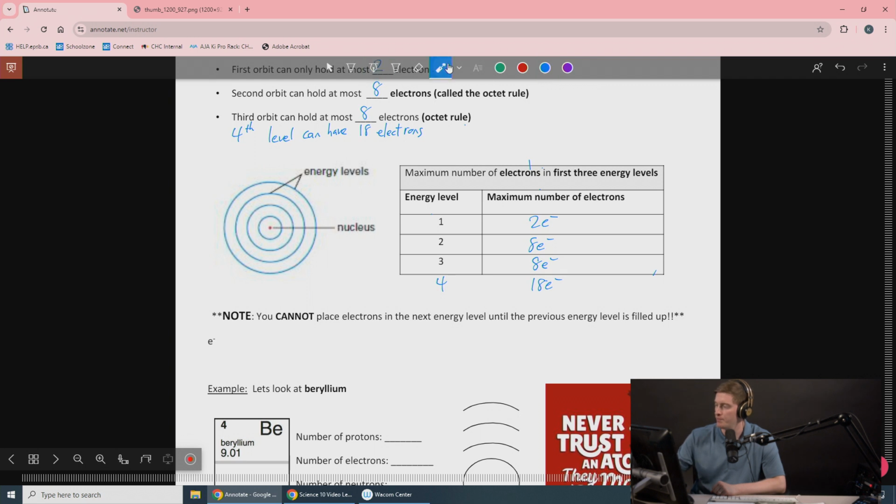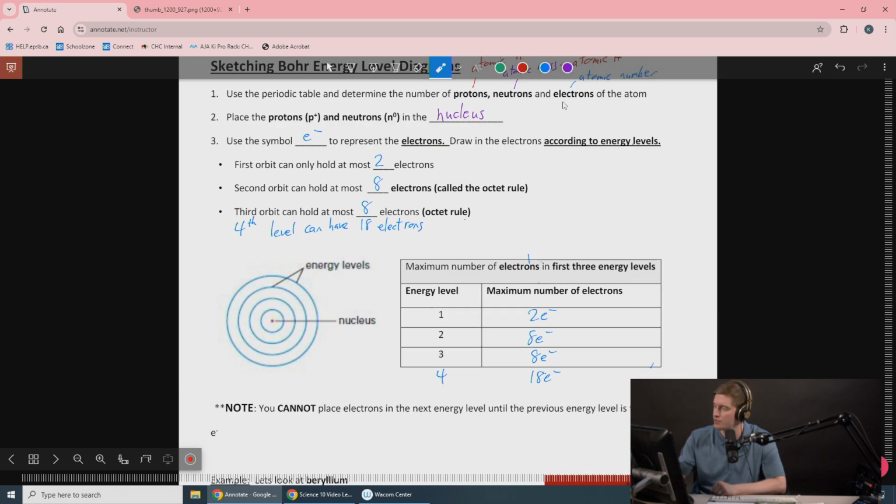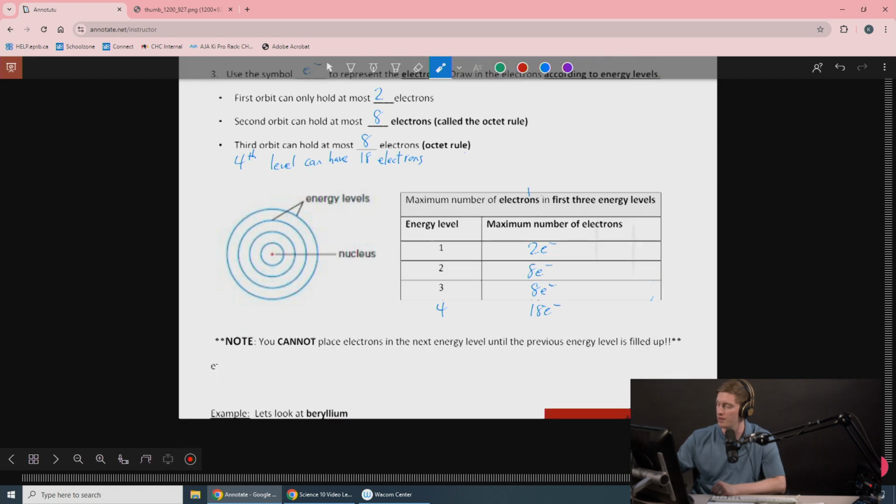Here's an important note. You cannot place electrons in the next energy level until the previous energy level is filled up. So once you determine how many electrons you have in your atom, you're going to start by filling the lowest energy levels and then working your way up.